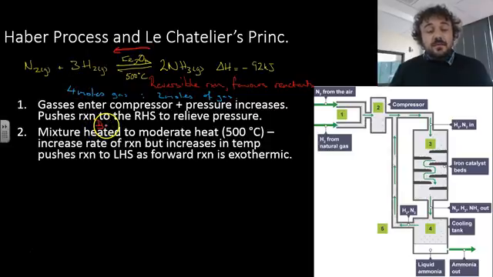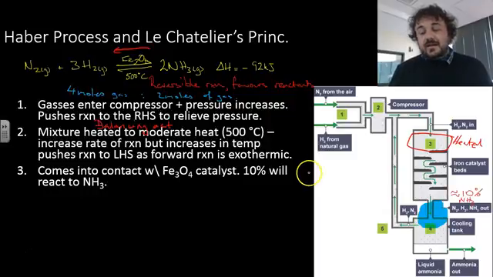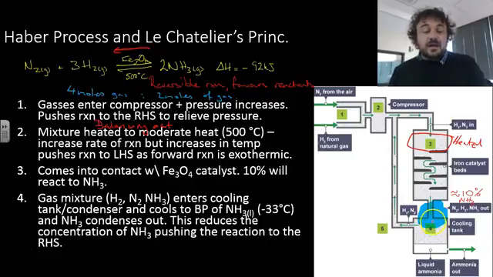It's a balancing act. So you need to choose between increasing the rate of reaction and increasing the yield. There is some give and take there, because otherwise this reaction would be extremely slow. So it's heated just here, before it enters the catalysts. The reaction then comes into contact with the iron oxide catalyst, and about 10% of the mixture will be ammonia at the end, and it comes through here. We've got ammonia, nitrogen, hydrogen coming out. 10% of it's ammonia. It enters the cooling tank.